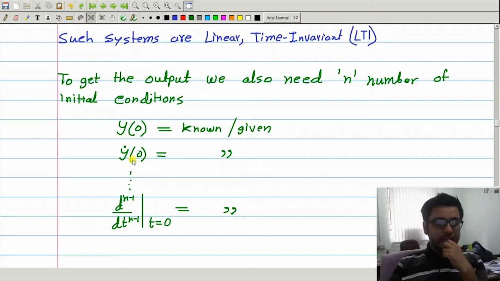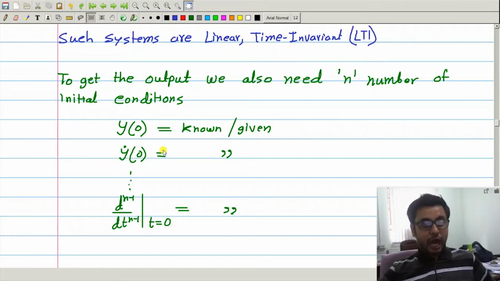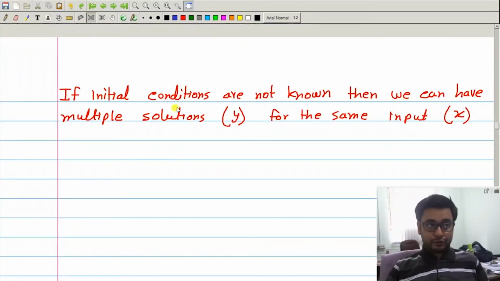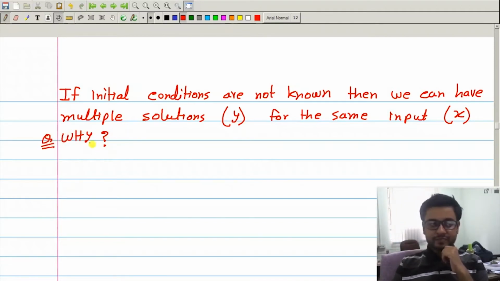Now, if we do not know these initial conditions, we only know the input, then we cannot get the output uniquely or unambiguously. If initial conditions are not known, then we can have multiple solutions for the same input x. Why is it that there could be multiple solutions for the same input x?